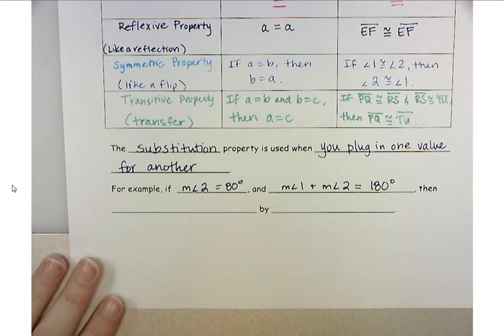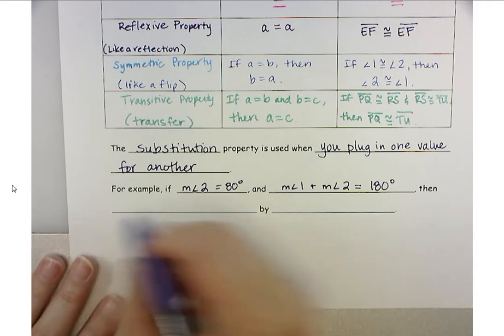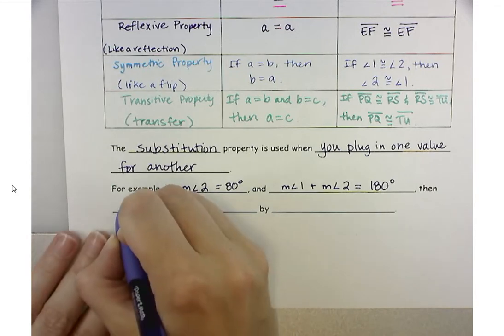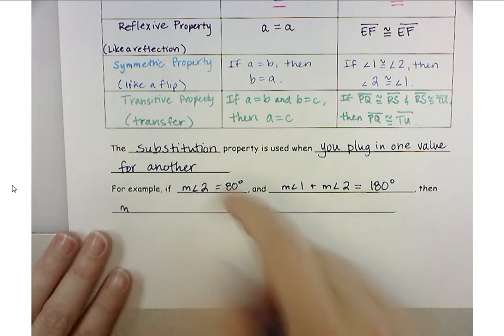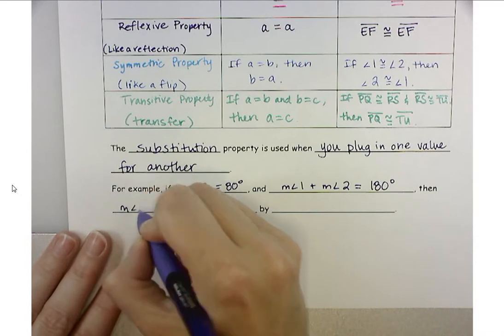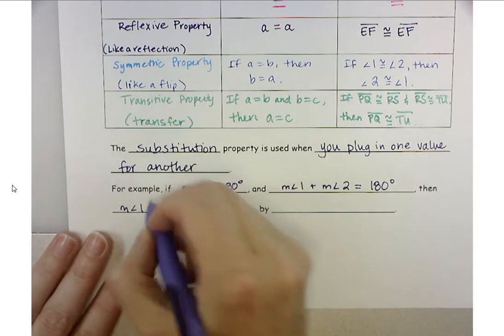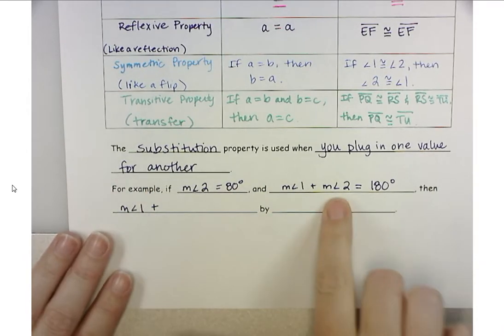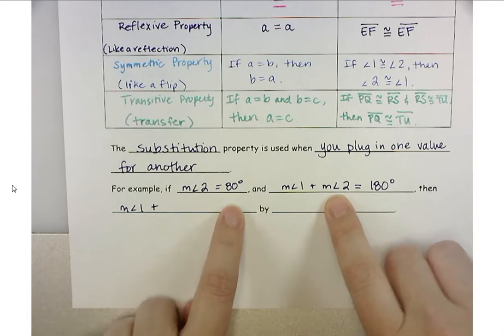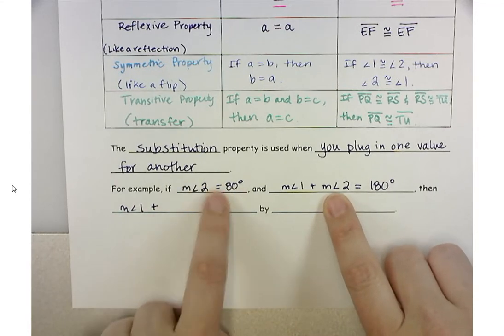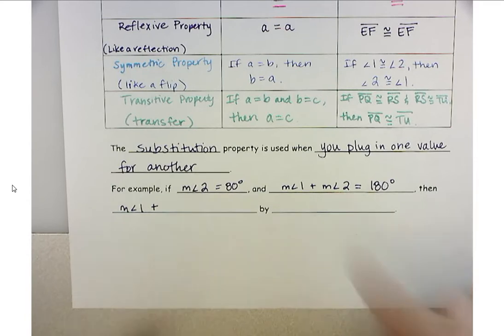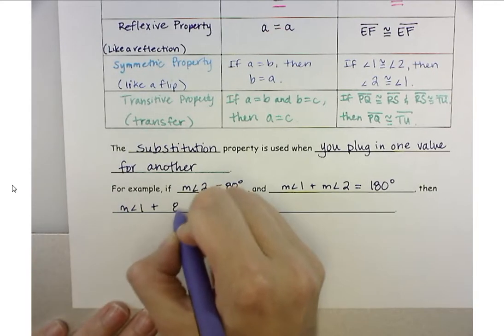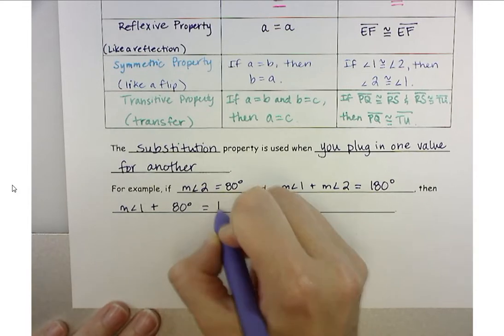Does anybody else think they got it? The statement? Yeah, Julie? I just said the measure of angle 1 is 80 degrees. Okay, so you're going to plug this into your equation. So it's going to be the measure of angle 1 plus, and if you're doing substitution, instead of the measure of angle 2, what's the measure of angle 2 equal to? 80. So 80 degrees equals 180.